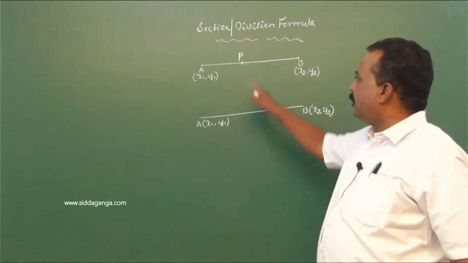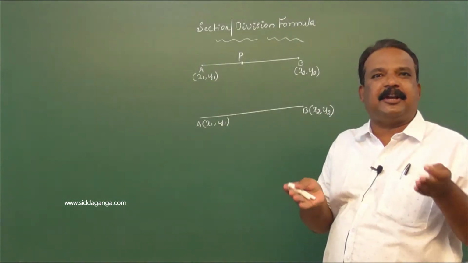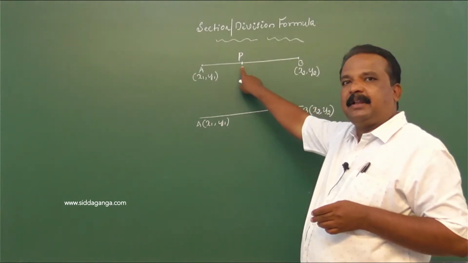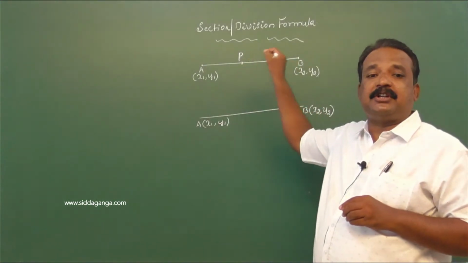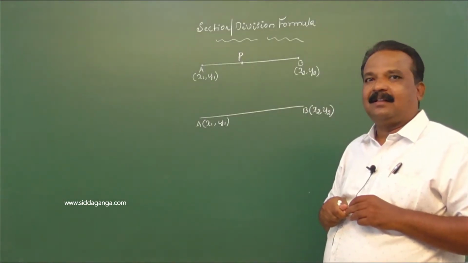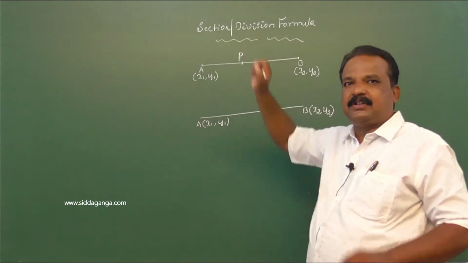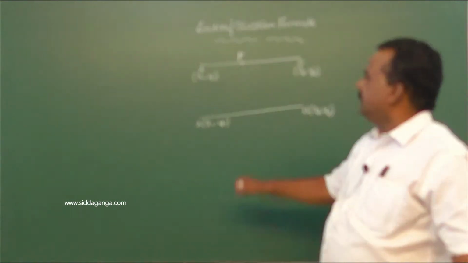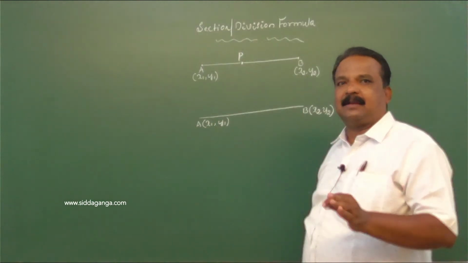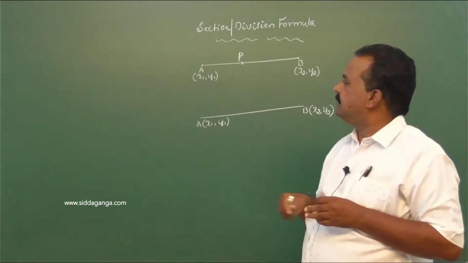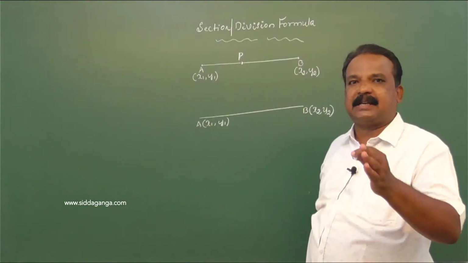This point on the line segment divides the line segment into two parts. It doesn't mean that they are equal parts. Then what are the coordinates of that point which divides the line segment? To find the coordinates of this point, we can make use of the section or division formula. Once again I will explain. If there is a line segment and a point on it, that point divides the line segment into two parts. To find the coordinates of that point, we can make use of the division or section formula.